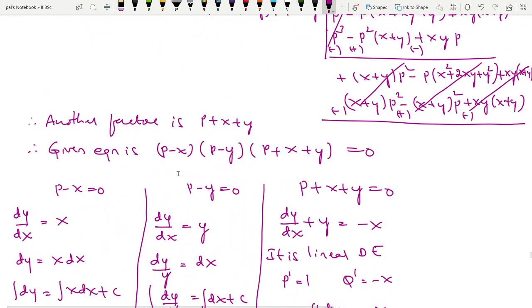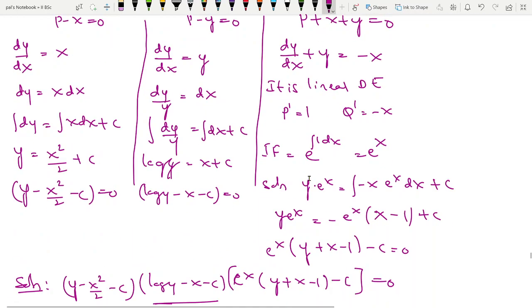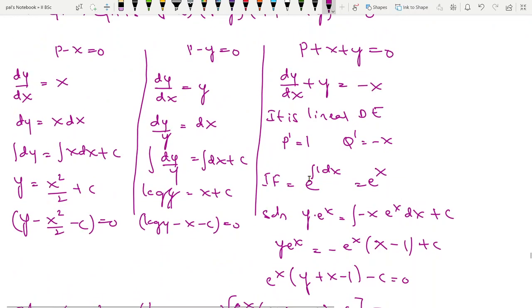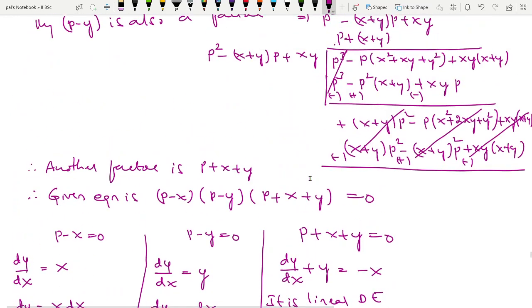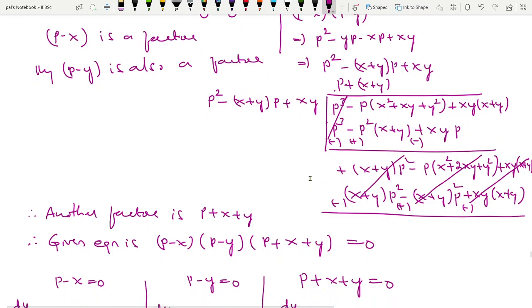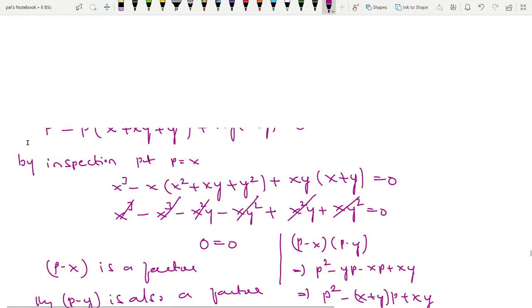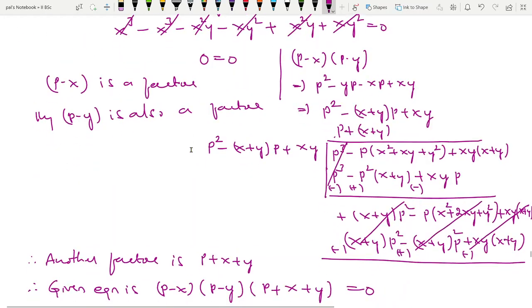So after finding the factors, 3 factors, we can easily solve the equations because all are first order first degree equations. So here the thing is it is of degree 3. If the given equation is of degree 3, 3 factors will come. If degree 2, 2 factors will come, linear factors. Okay, so you should keep that in mind. Since it is degree 3, 3 factors will compulsorily come.